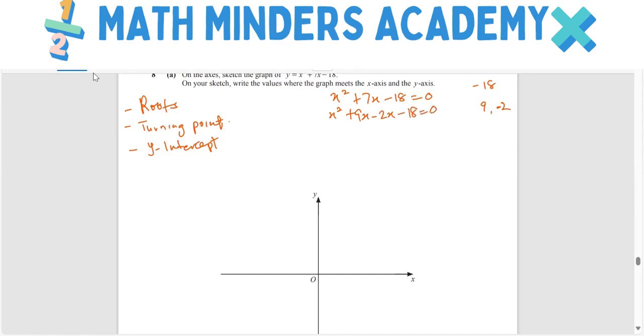So we want to factorize. We have x into x plus 9 minus 2 into x plus 9 equals 0. So here we have x plus 9, x minus 2 equals 0. So solving this, x plus 9 equals 0 or x minus 2 equals 0. So here x equals minus 9 or 2, right? So we have minus 9 and we have 2.